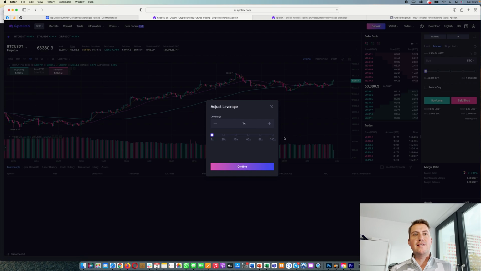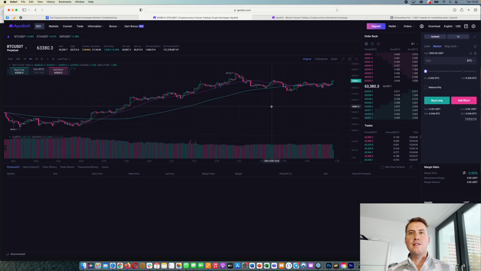And then you can select leverage here. They have up to 100x leverage. I would recommend not using more than 3x. However, I usually trade with 1x, so no leverage. And then you can do a limit or market order here.